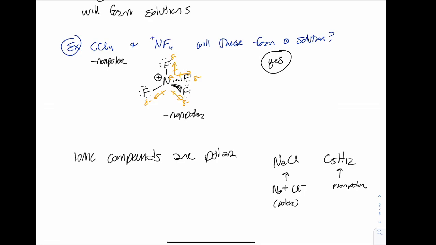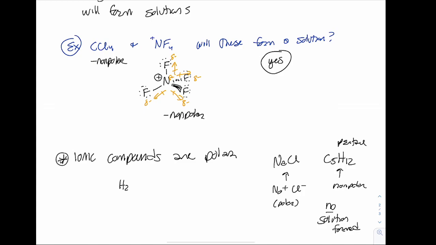So will sodium chloride dissolve in pentane? The answer is no, right? No solution formed. The one thing that you need to watch out with ionic compounds is water.